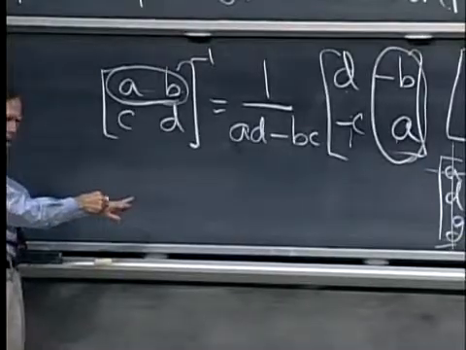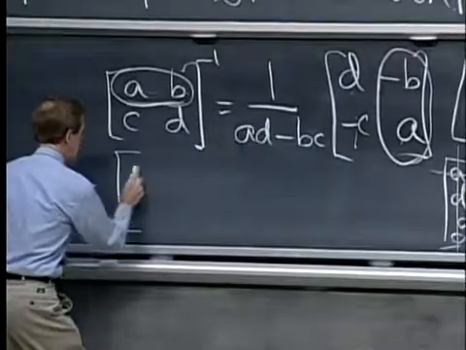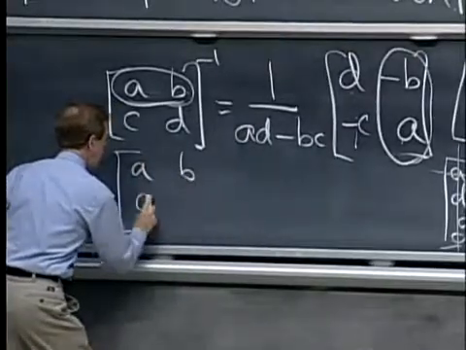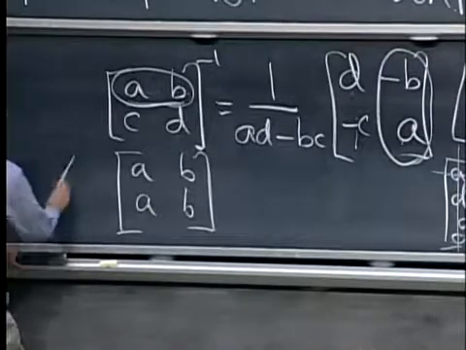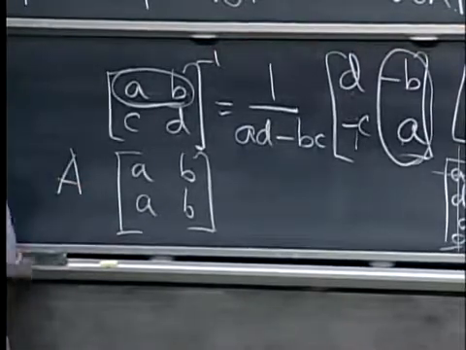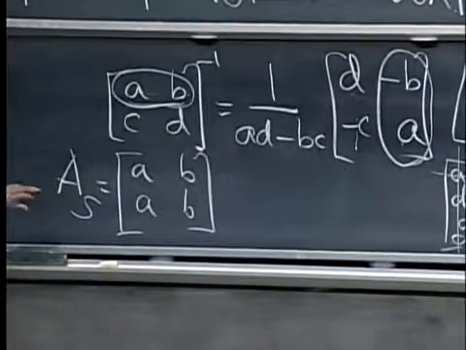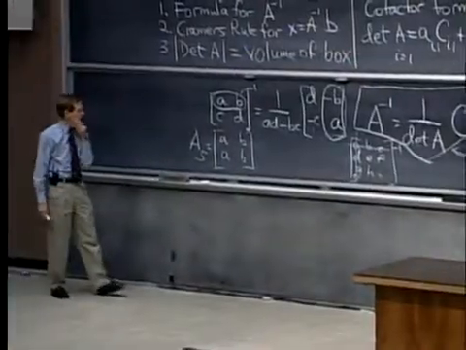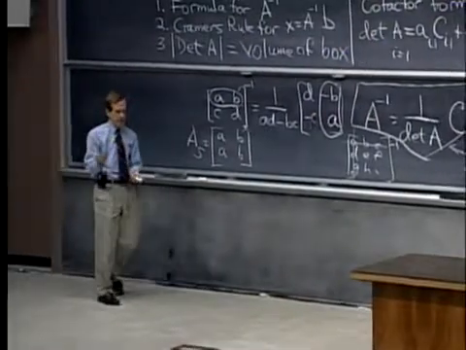Let me look at the matrix A, B, A, B. Let me call that matrix A screwed up. Now that matrix is certainly singular. So if we find its determinant, we're going to get 0.